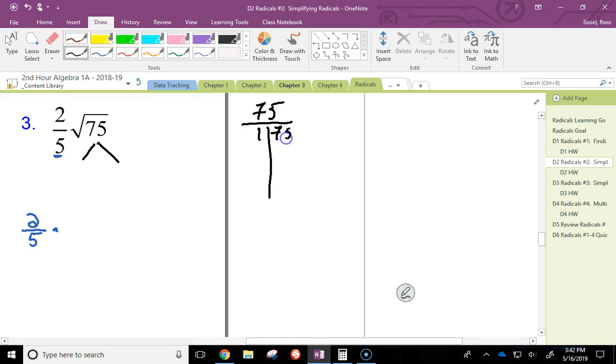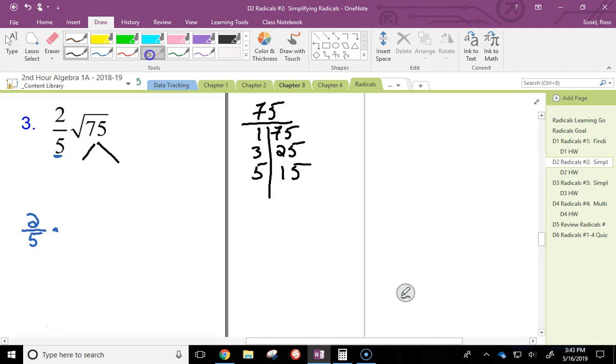1 times 75. 2 doesn't go in. 3 times 25. 4 doesn't. 5 will go in. 15 times 5. Then 6, 7, 8, 9, and I feel like, oh yeah, that's it. Sorry, I kept checking 15 and 5.